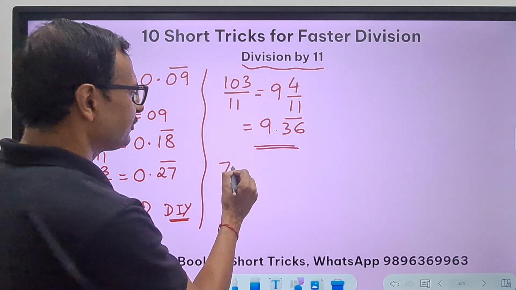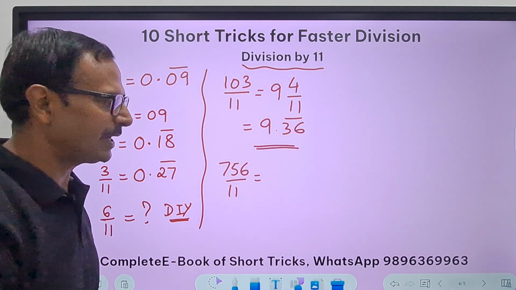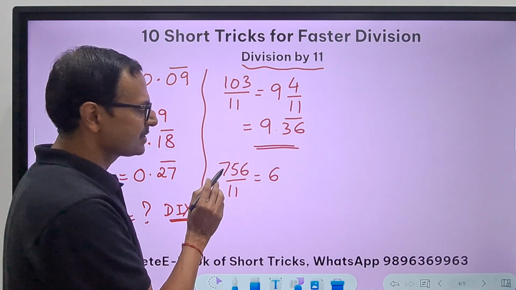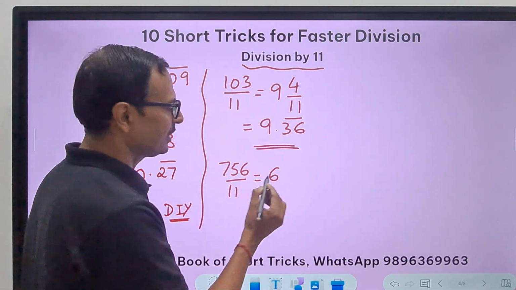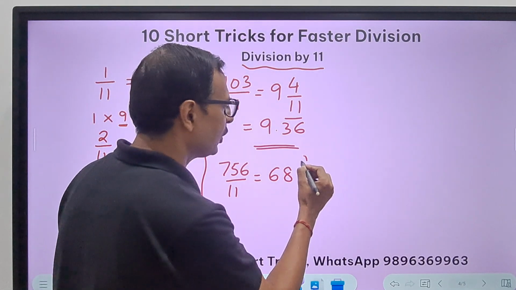Let's do 756 by 11. I think that also works. 756 by 11. So 11 6s are 66. So we have 96. 11 8s are 88, and then 8 upon 11.